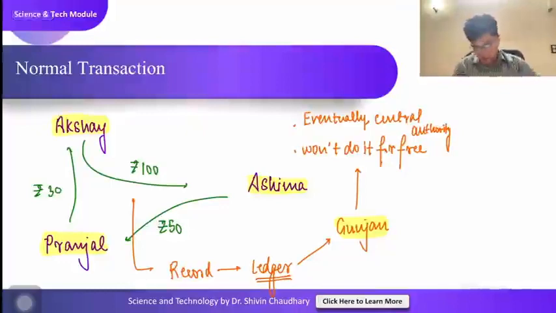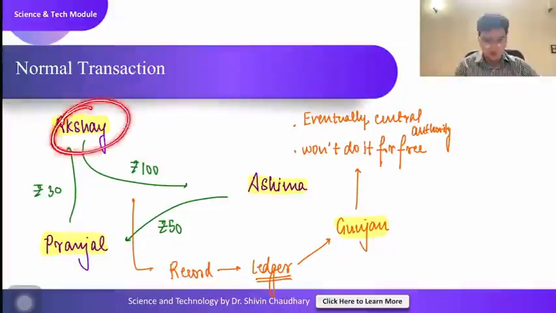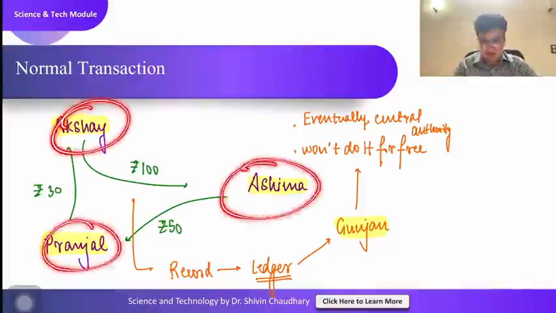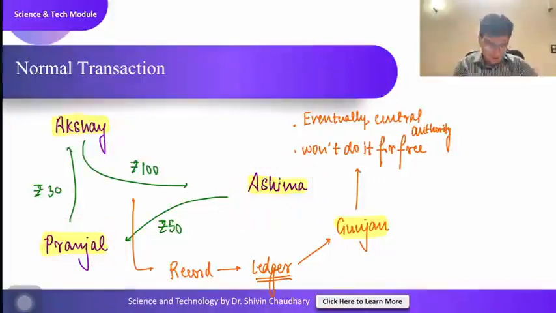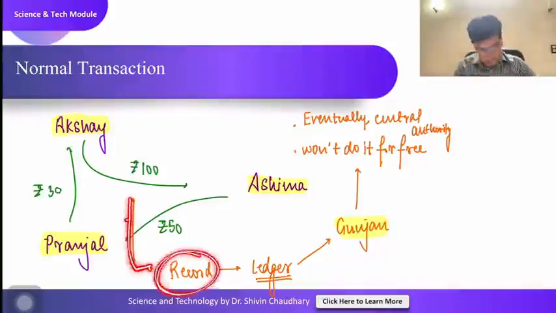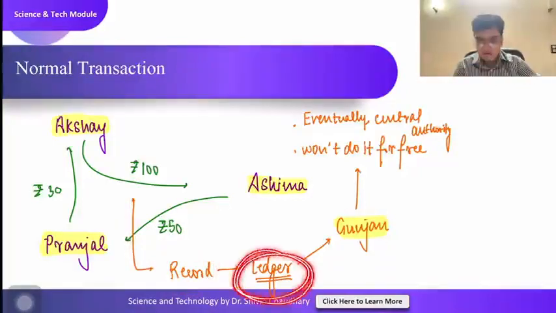Now, let me give you an example. These are the names of my 3 friends, Akshay, Pranjal, and Ashima, right? Let's say that they are doing certain transactions. Akshay gives rupees 100 to Ashima, Ashima gives rupees 50 to Pranjal, and Pranjal gives rupees 30 to Akshay. Okay, now these transactions are happening. Normally, how would this happen? They would need to record that all these transactions are happening, right? If they are happening, let's say digitally, or over the phone, they would need to record them, right? For recording them, what you need is a ledger.